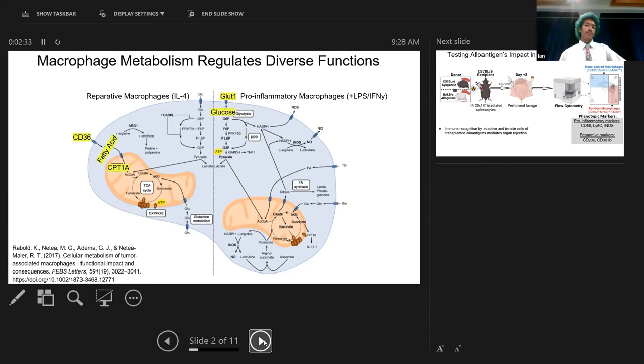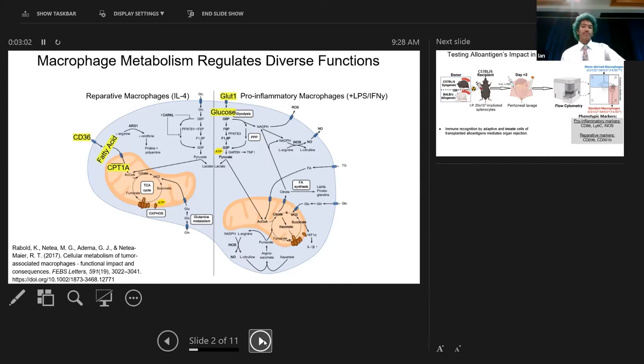And then what we were looking at is their differences in metabolism. So pro-inflammatory macrophages primarily utilize glycolysis, which is essentially breaking down glucose into energy, whereas reparative macrophages use fatty acids and fatty acid oxidation. So we wanted to look at how these two macrophages were taking up these two materials, and if we could determine if their metabolism was altered at any point.